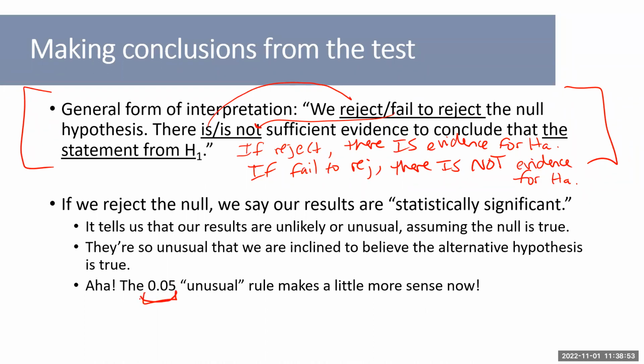Again, this is where that 0.05 comes from, the unusual, okay? If the probability of seeing this, which we'll calculate in the next sections, is less than 0.05, then we're going to reject the null and throw it out, okay? Rejecting means that the results are statistically significant. We'll talk in a later section about other types of significance.